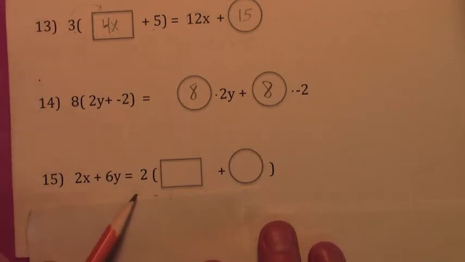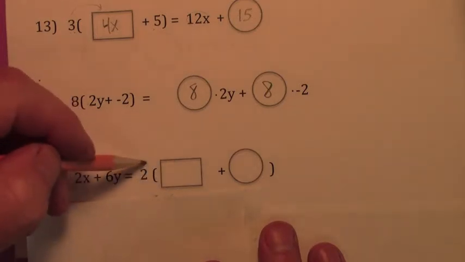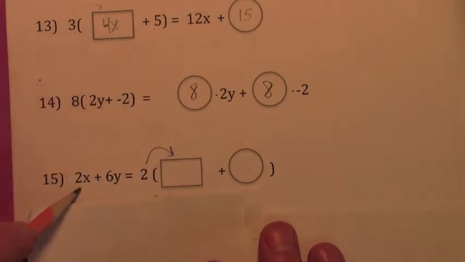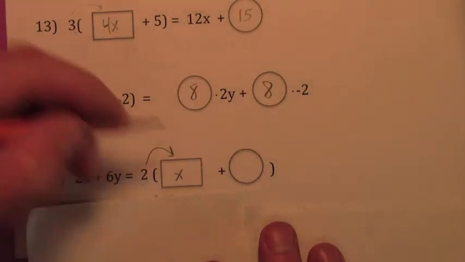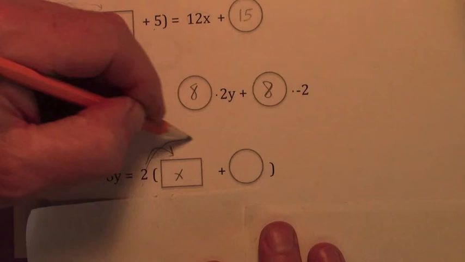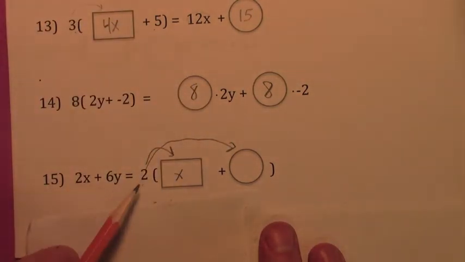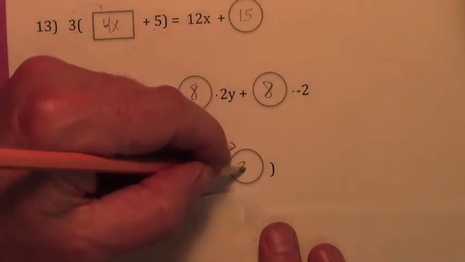This is the distributive law, but now we've written it backwards. This is the product form side. This is the additive form side. But still, this times this has to be this. This times this has to be 2x. So what does this have to be? It has to be x. The 2 times this has to be 6y. Well, what do you multiply 2 by to get 6y? The answer is 3y. Very good.